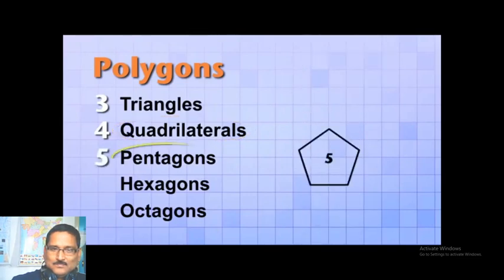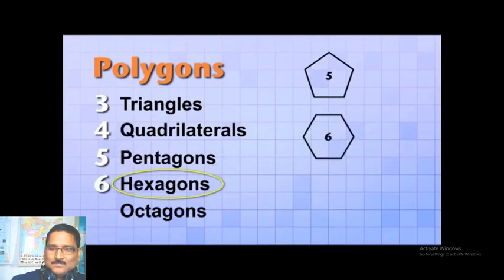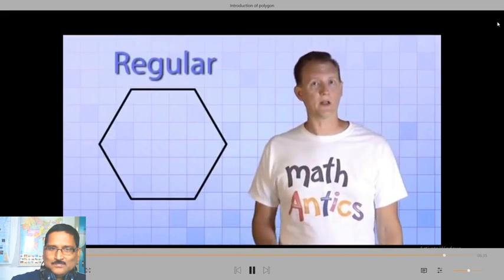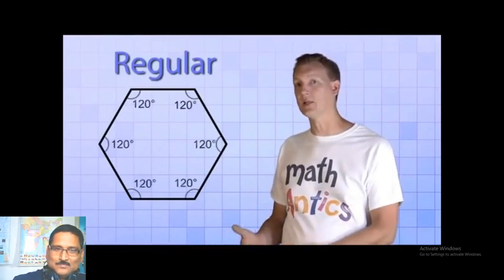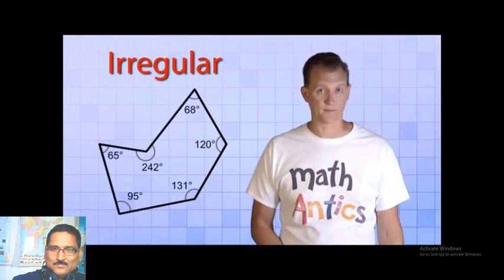5-sided polygons are called pentagons. 6-sided polygons are called hexagons. And 8-sided polygons are called octagons. By the way, polygons that have 5, 6, 8, or however many sides like this are called regular polygons if all of their angles are equal, and irregular polygons if their angles are not equal.